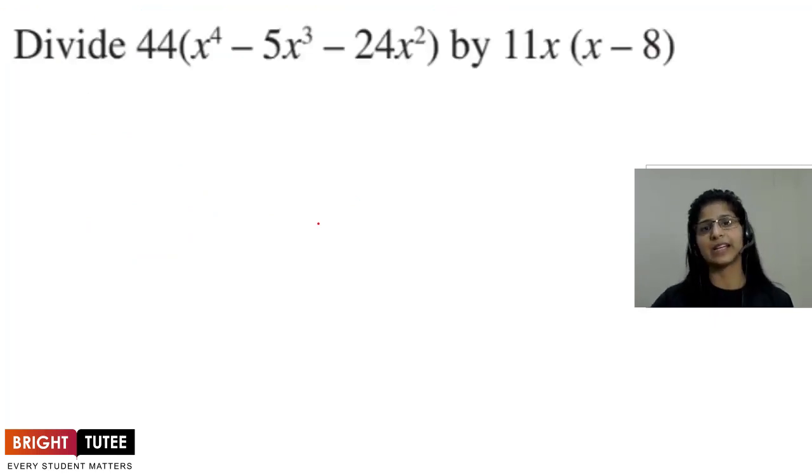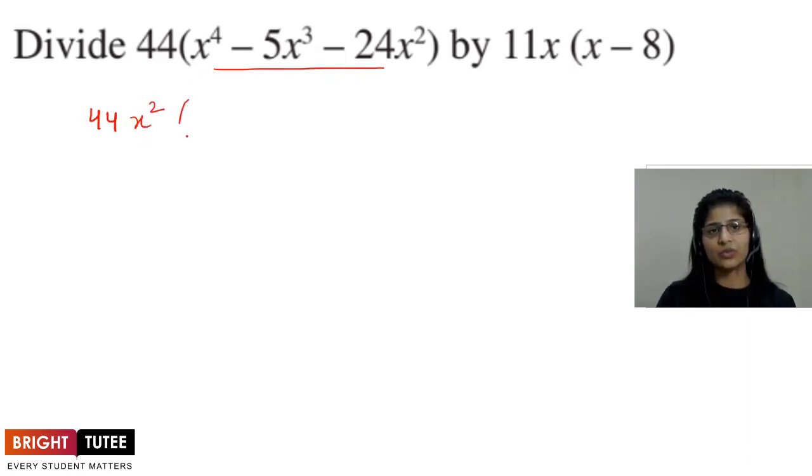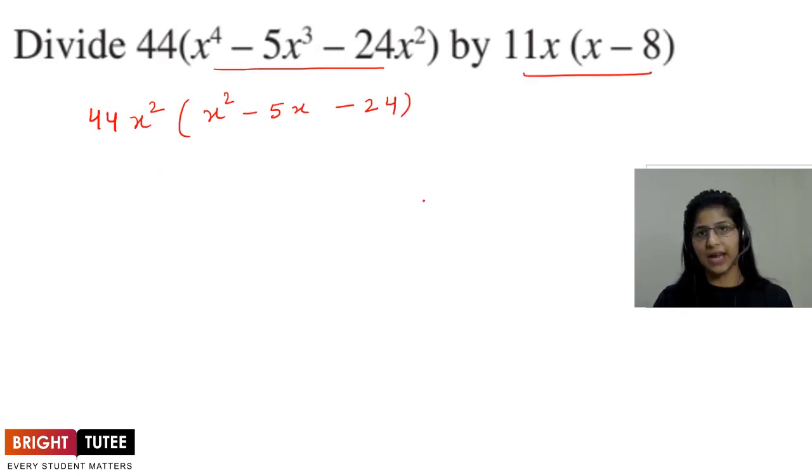So moving ahead, there is one more question. Let us see that. So we have 44, and out of this, is there something common? Yes, x square is common. x square is the least power, so I have taken x square common. Now we are left with x square minus 5x minus 24. Let us first factorize it, and at last we will divide it with that term.